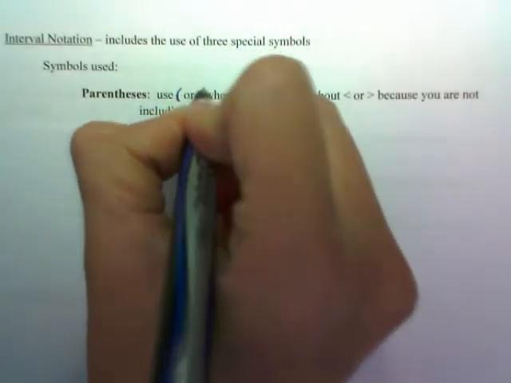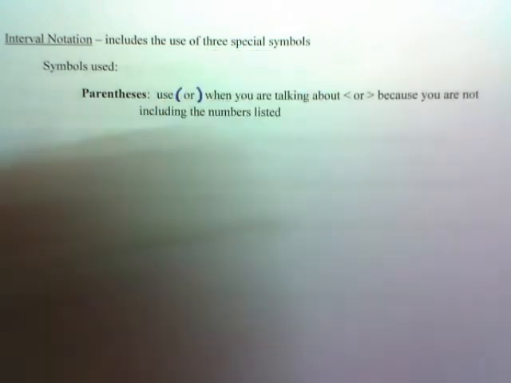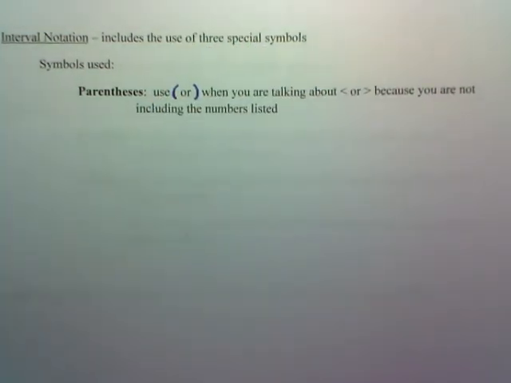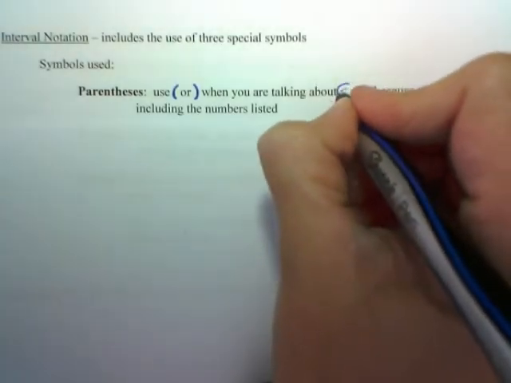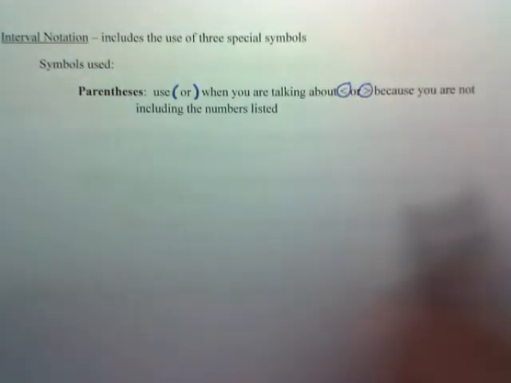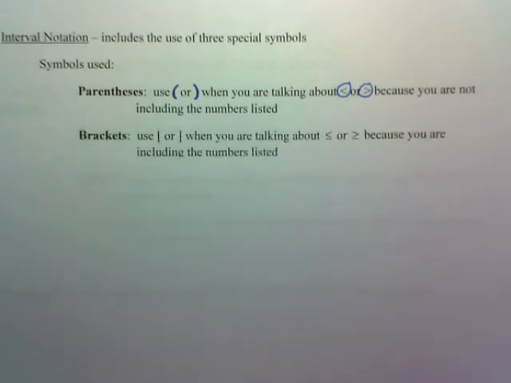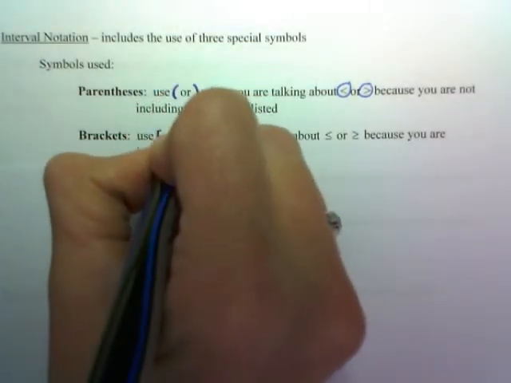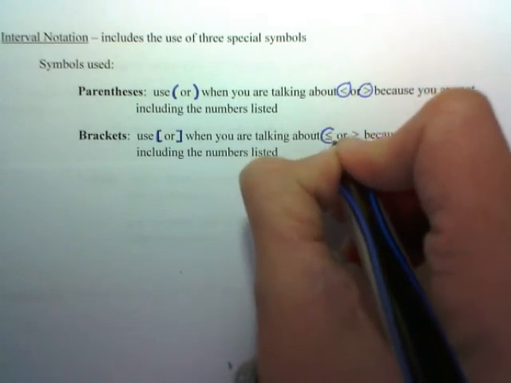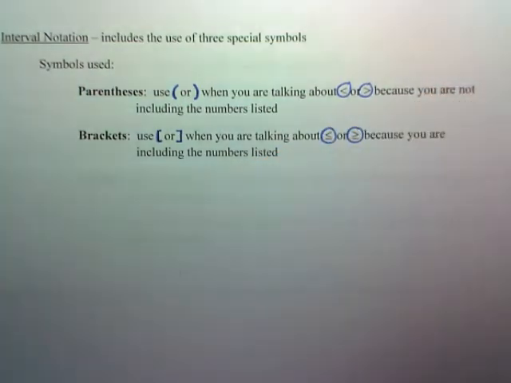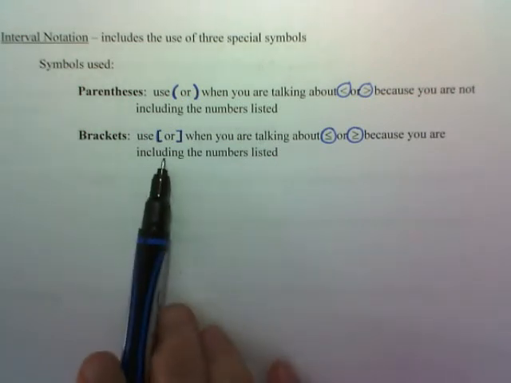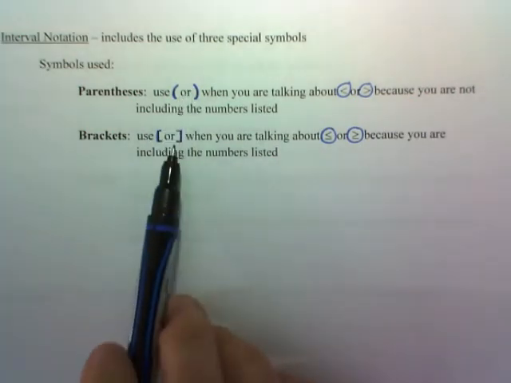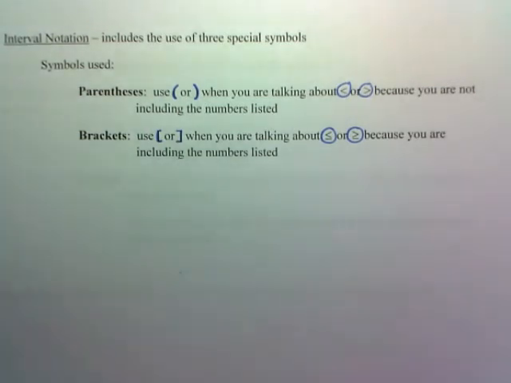You know what parentheses are, but use parentheses when you're talking about less than or greater than. So this is important. If you're going to talk about less than, or if you're going to talk about greater than, you're going to use parentheses, because you're not including the numbers that you have listed there. Then the next set you will see are brackets. You're going to use brackets whenever you're talking about less than or equal to or greater than or equal to, because you are including the numbers. So parentheses indicate you're not including, brackets mean you are including the numbers.